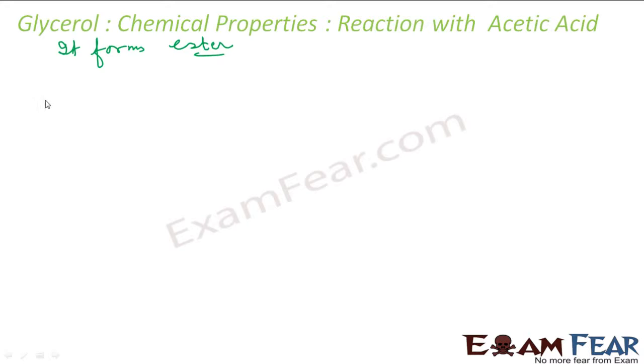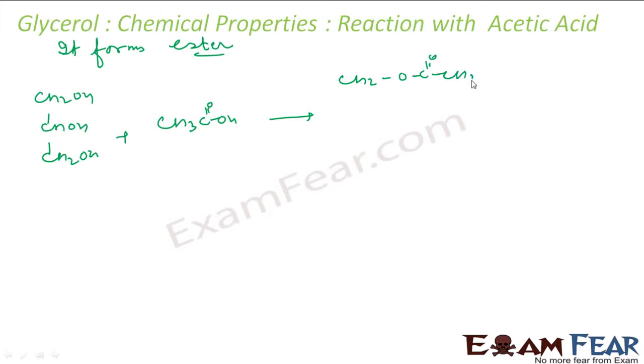I'll show you one example. I have CH2OH, CHOH, CH2OH, one glycerol I react with CH3COOH. What I get is CH2OCOCH3. Actually, this H and this OH react. And similarly here also, if you see CHOH and CH2OH, if you keep reacting it again with the CH3COOH.